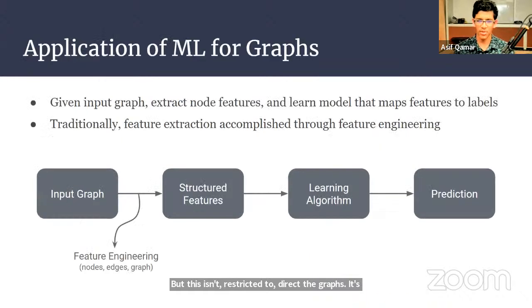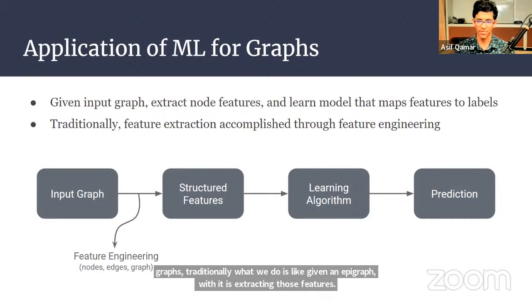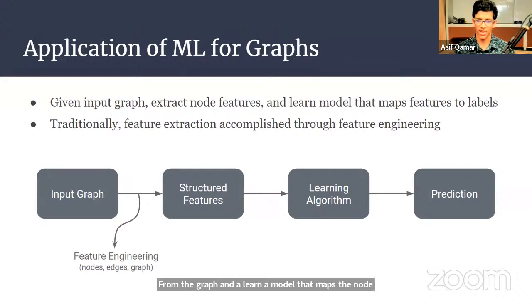If we want to apply machine learning techniques to graphs, traditionally, given an input graph, we would extract the node features from the graph and learn a model that maps the node features to labels. Labels will depend on the target space. If we're talking about a social network, the labels are going to represent people, for example. If we're talking about the electricity grid, the labels could be about power stations. Traditionally, the extraction of node features is accomplished through feature engineering, which is manually working with the graph to pull out the node features, edge features, graph level features, and so on.